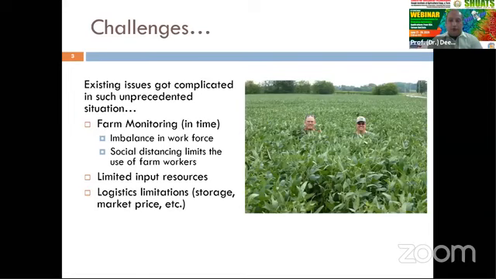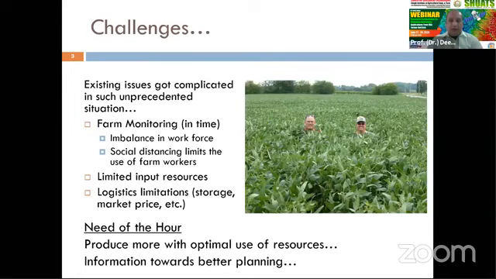So what do we need here? First of all, we need to produce more with the optimal use of resources. There is an average production, and then there is a potential production. So we need to reach that potential. And obviously for that we need more information for better planning.